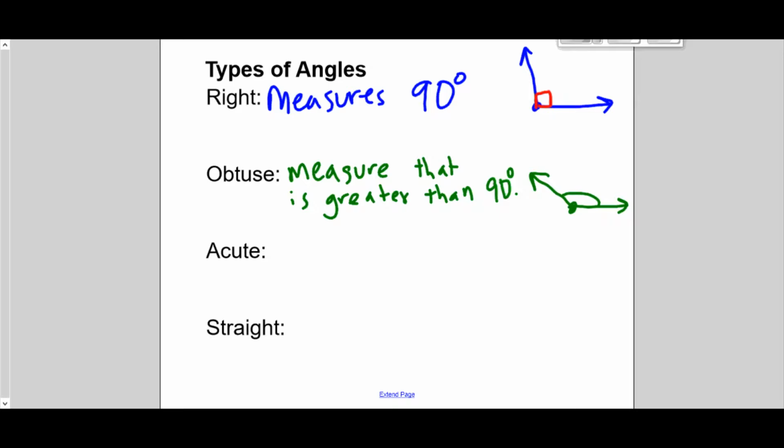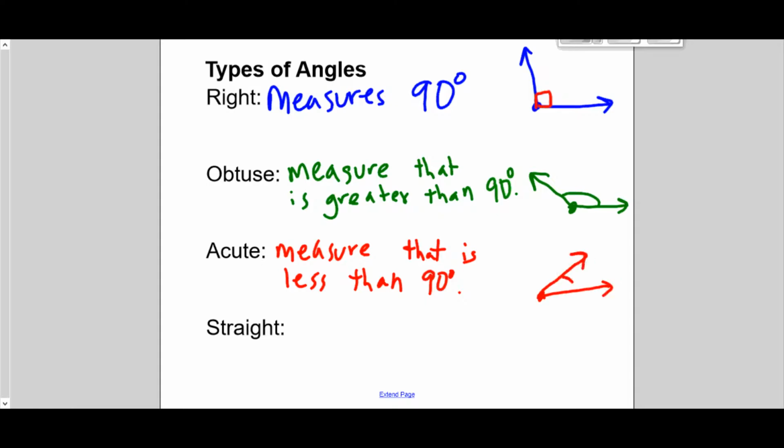An acute angle is an angle measure that is less than 90 degrees. So this would look smaller than a right angle. So here's one ray, then my other ray would look like that. This is the angle that I'm referring to. So it's less than 90.